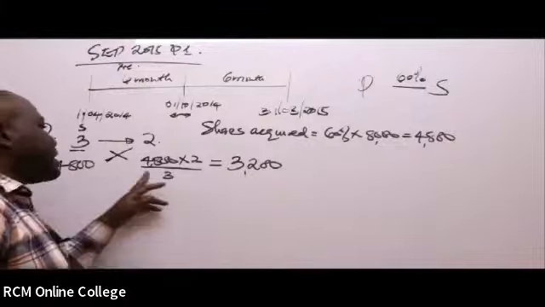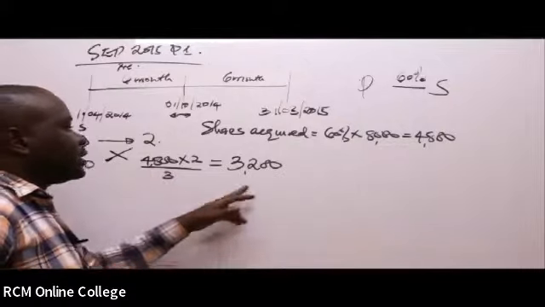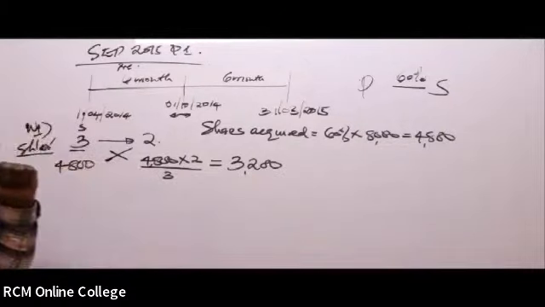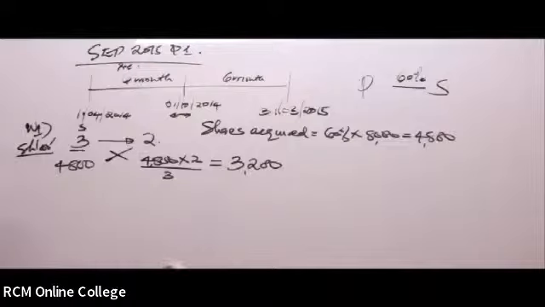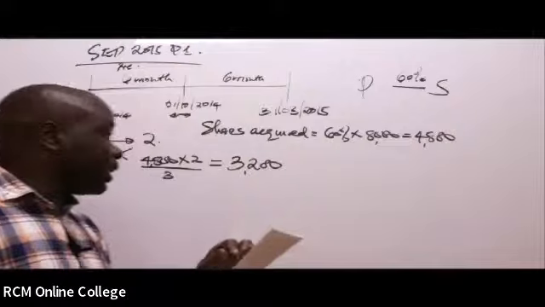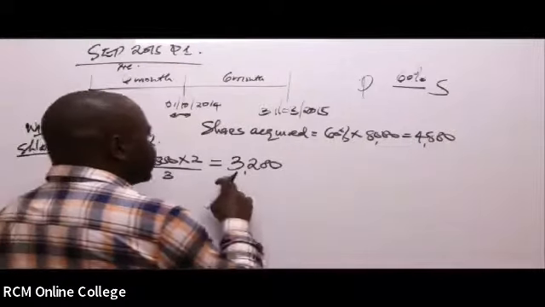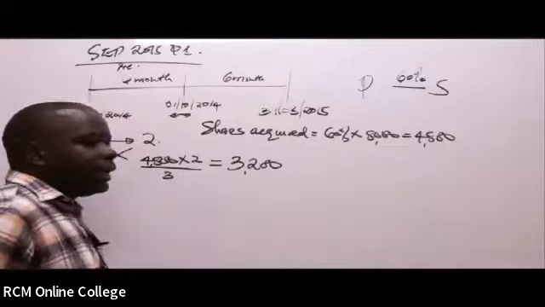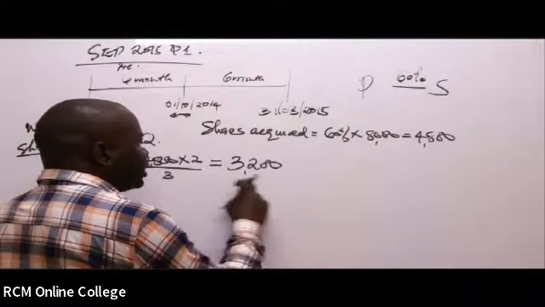In this case, in the share exchange, they ended up having to get how many shares? 3.2 million. But now you are actually told that on the date of this acquisition, these shares were trading at 8 shillings per share.